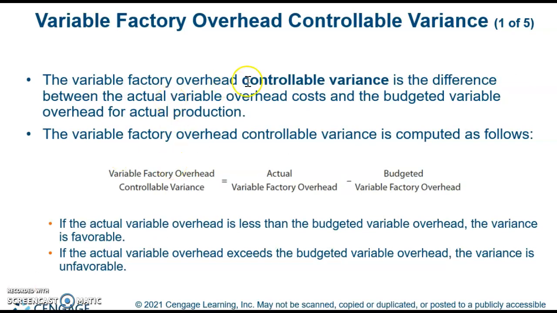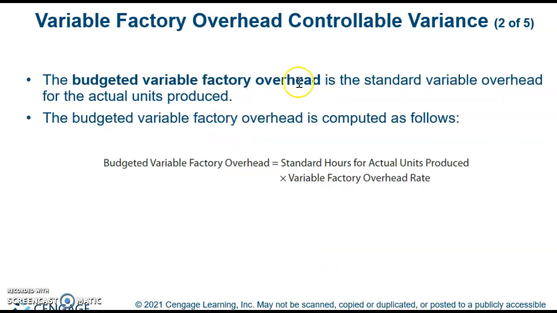The variable factory overhead is considered a controllable variance, and it is the difference between the actual variable overhead cost and the budgeted variable overhead for actual production. Again, it's the difference between the actual and the standard. Earlier we were calling it standard, what we expected, and now when we're talking about overhead, we call it budgeted. It's the same thing. That's what we thought compared to what was actual. If the actual variable overhead is less than the budgeted, the variance is favorable. If the actual overhead exceeds the budgeted, then the variance would be unfavorable.